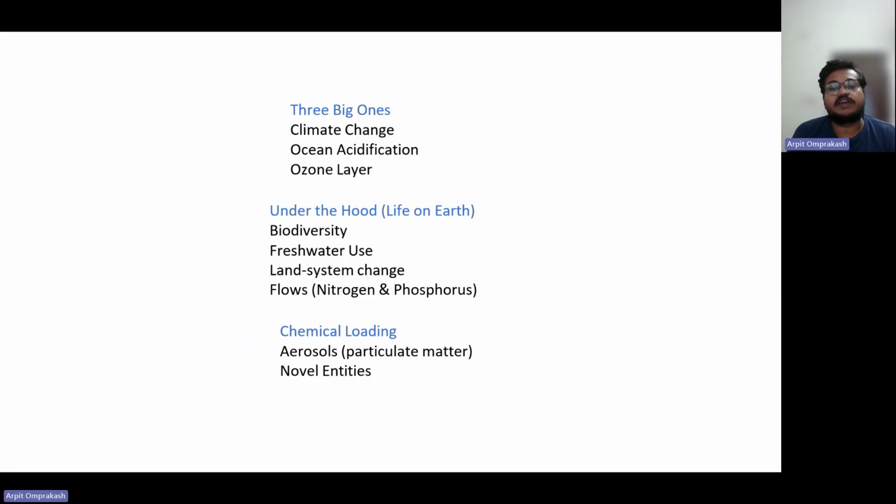And then we have chemical loading, which is aerosols and other novel entities that we are loading onto the environment. For example, aerosols we are releasing out into the atmosphere.